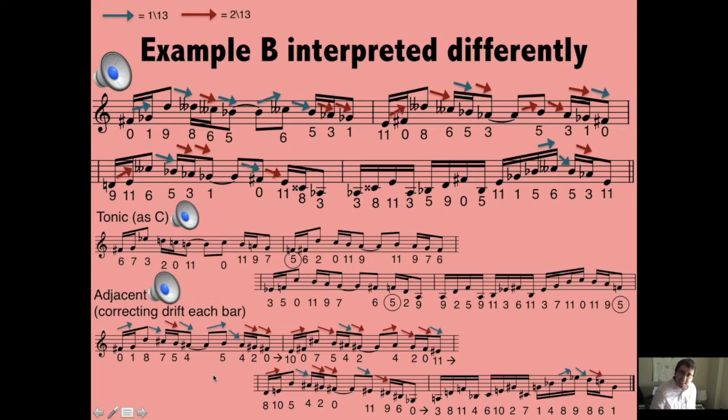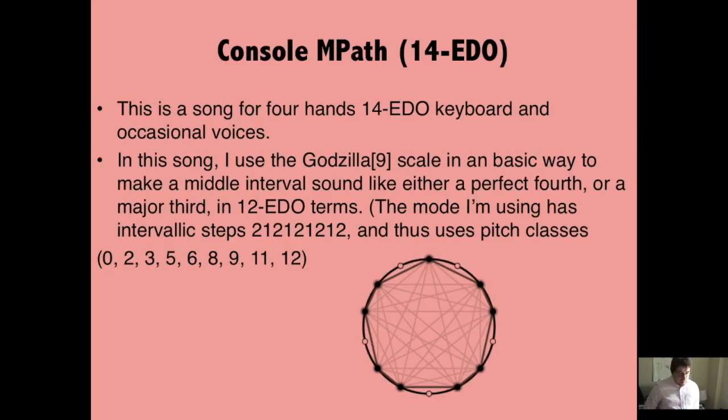It's too bad that last section ends up not being really very convincing at all. But yeah, okay. So now I've sort of gone over what it means to compare tonic and adjacent versions. So now when I talk about some examples, I won't be going over that as much. Okay. So some examples in my own music.